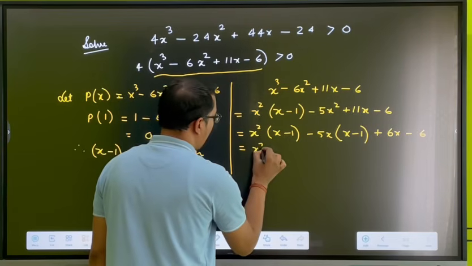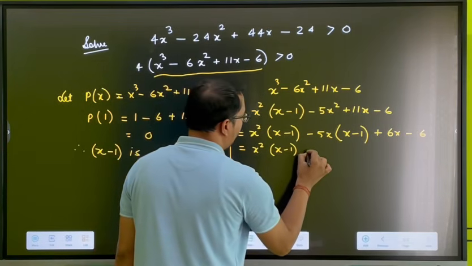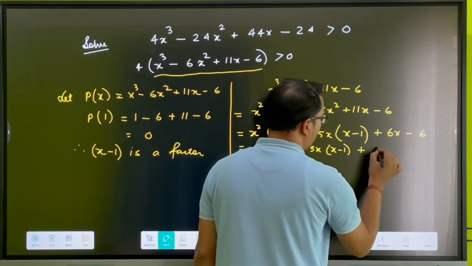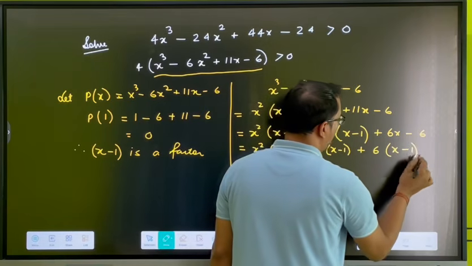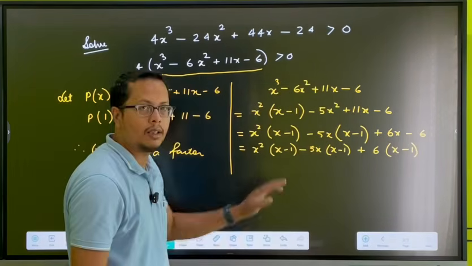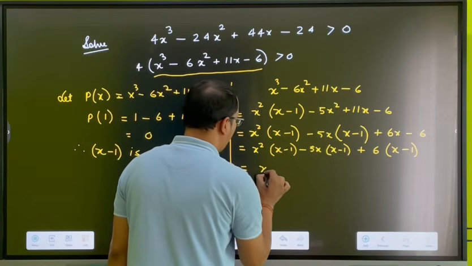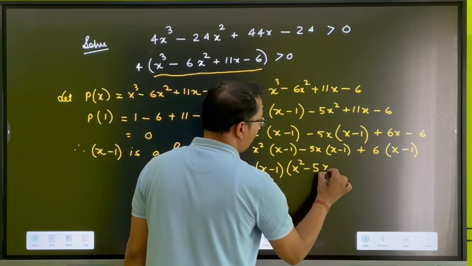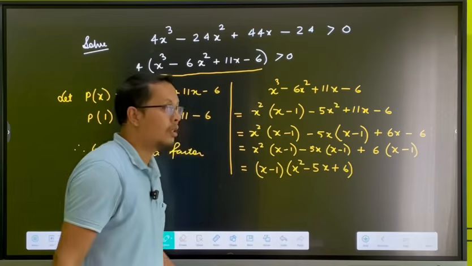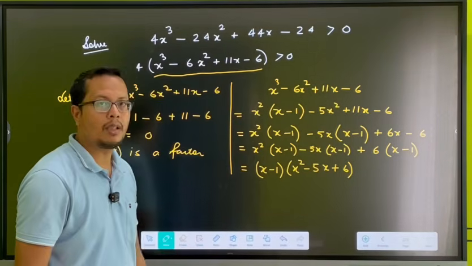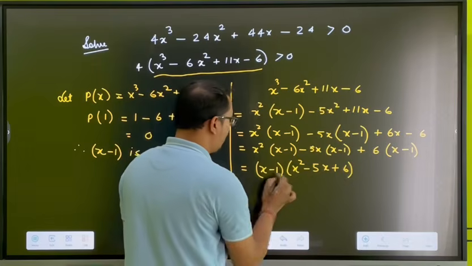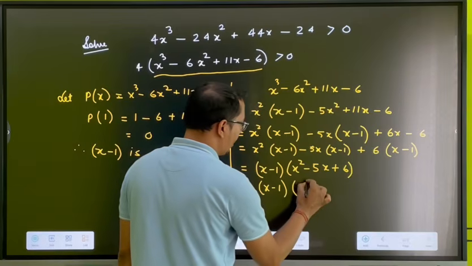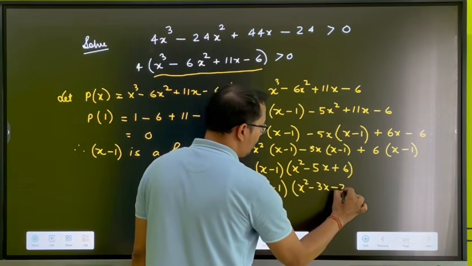Now this will be x squared into (x minus 1), minus 5x into (x minus 1), then plus 6 into (x minus 1). You take common x minus 1, since the common term is everywhere. So this will be again x squared minus 5x plus 6. So this thing we have converted into two terms. Again, let's see, can we factorize this? So let us again try by splitting up the middle term. So this thing I can write x squared minus 3x minus 2x plus 6.